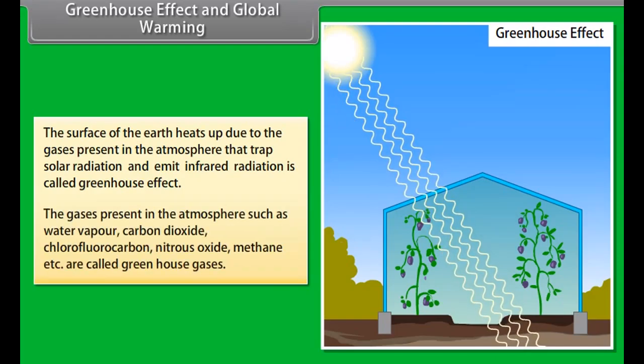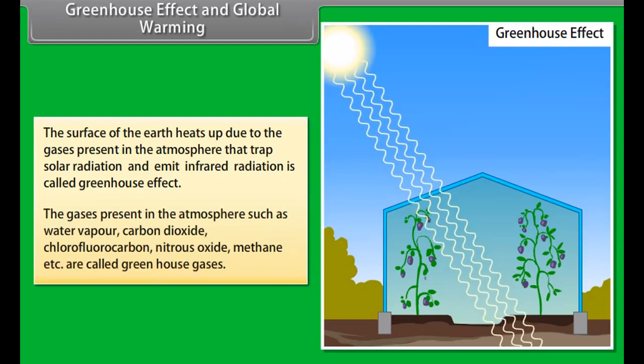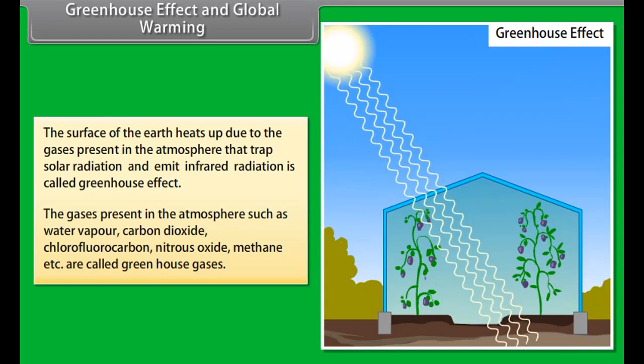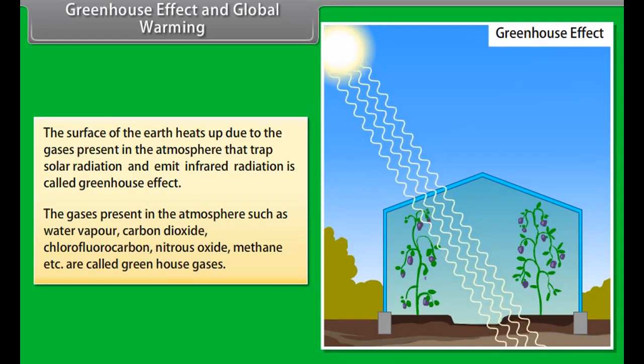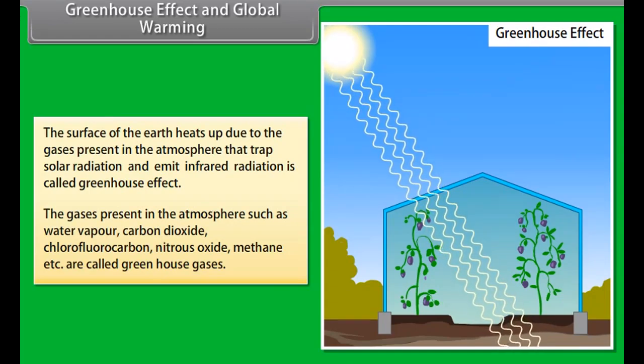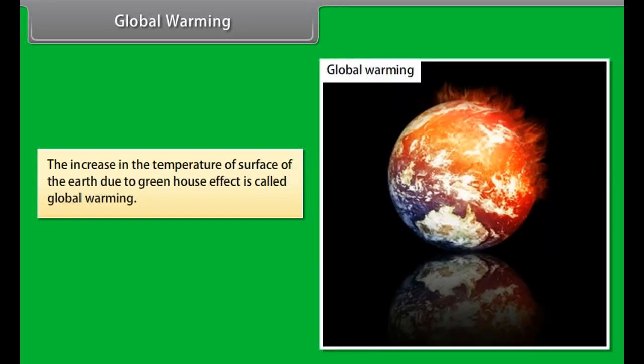The gases present in the atmosphere, such as water vapor, carbon dioxide, chlorofluorocarbon, nitrous oxide, methane, etc., are called greenhouse gases. Global warming. The increase in the temperature of surface of the earth due to greenhouse effect is called global warming.